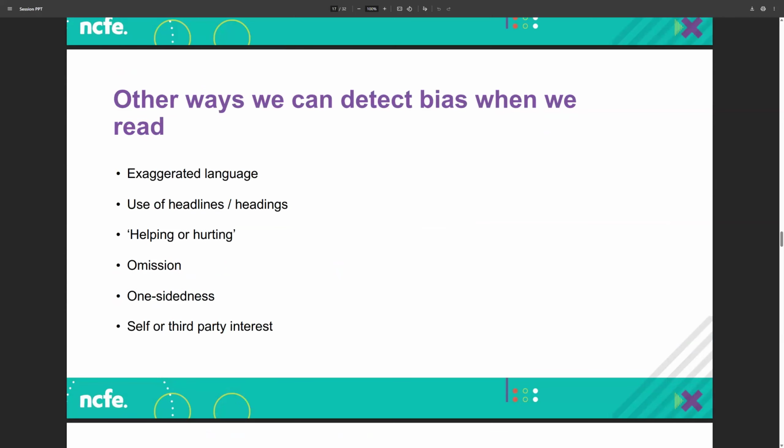Exactly. Okay. Other ways we can detect bias when we read. Guys, just 5 more minutes on this, then I'm going to do the maths.